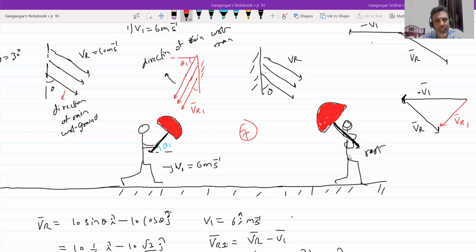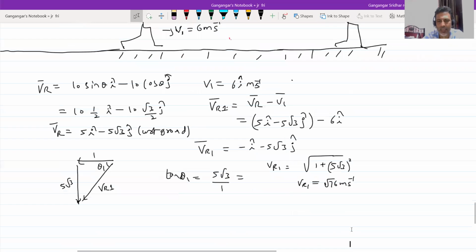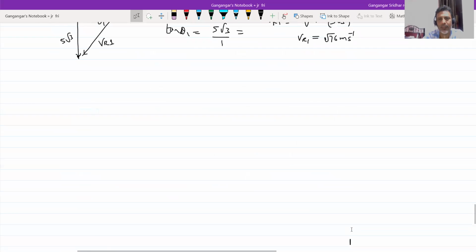Yesterday in class, V1 was equal to 6 meter per second. No, so let me make V1 equal to 2 meter per second. The same situation, the same idea. So let the person walk with a velocity of 2 meter per second. Then in what direction he has to hold the umbrella, and what is the velocity of the raindrop with respect to the man, all that we have to work out here.